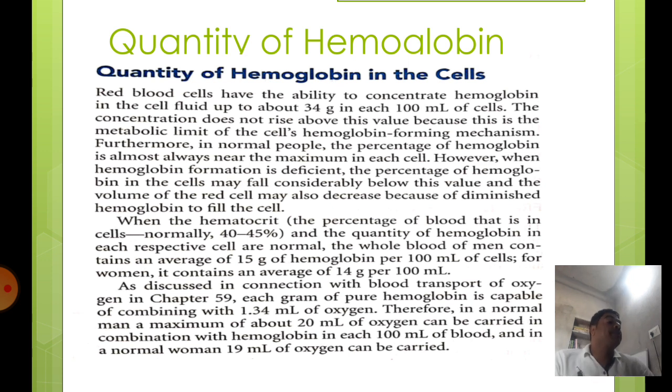As discussed in connection with the blood transport of oxygen, each gram of pure hemoglobin is capable of combining with 1.34 ml of oxygen. Therefore, a normal man has a maximum of about 20 ml of oxygen that can be carried in combination with the hemoglobin in each 100 ml of blood. And in a normal woman, 19 ml of oxygen can be carried.